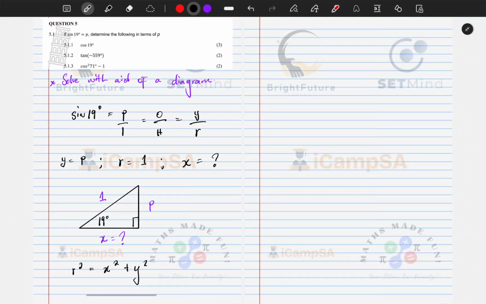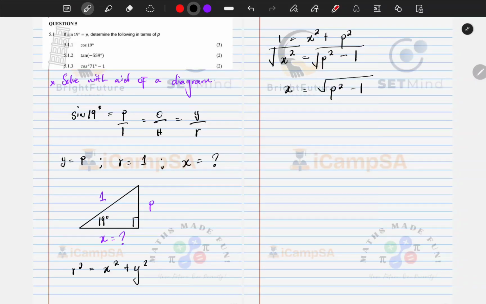So if we have r squared, that is 1, equal to x squared, which is what we are looking for, plus y squared, and y is just p squared. We are looking for x squared, which is going to be p squared minus 1. And then from here we can just take the square root. So x is just going to be the positive square root of p squared minus 1.